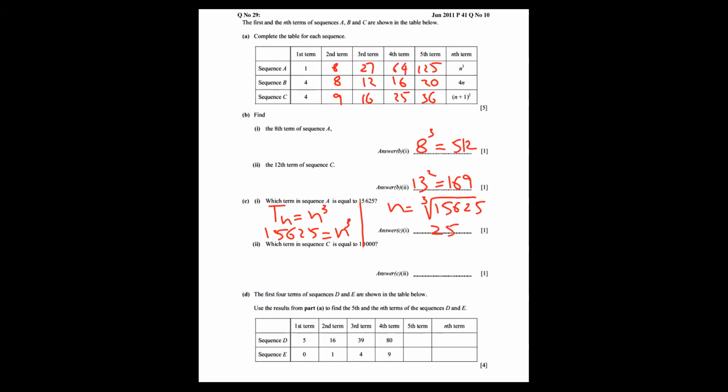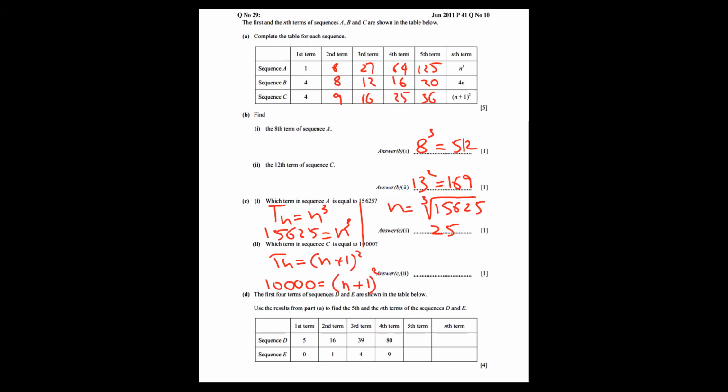Now he's asking which term. Again, he's asking the term number of this sequence C, which is this one. First of all, I will write Tn is equal to (n plus 1) to the power 2. So I have to plug in this 10,000 in the place of Tn. When I keep 10,000 here, it equals (n plus 1) to power 2. So my students, what to do about this power? About this power 2, I will bring it to the left hand side, and it becomes a square root.